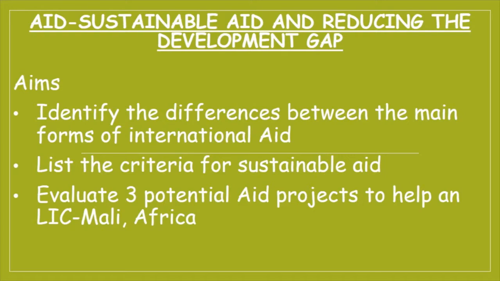There's lots of different ways that we give aid, and some are more sustainable and effective than others. So we're going to identify the differences between the main types of international aid. We're then going to look at what makes aid sustainable and effective, and then we're going to use that information to evaluate 3 potential ways of helping an LIC called Mali in sub-Saharan Africa. So if you pause the video here a moment, write down the title, and we'll get started.